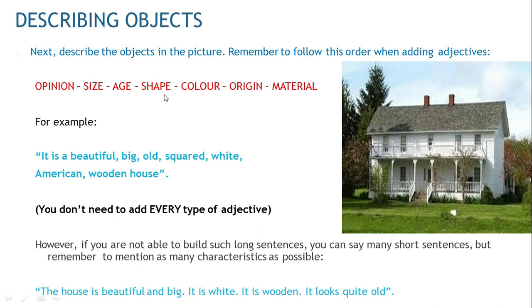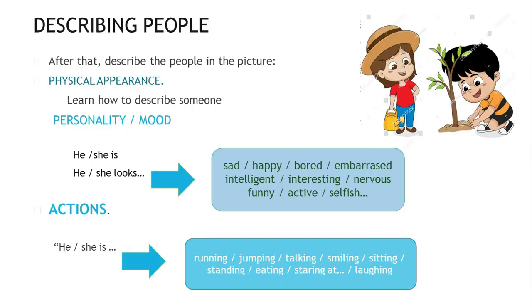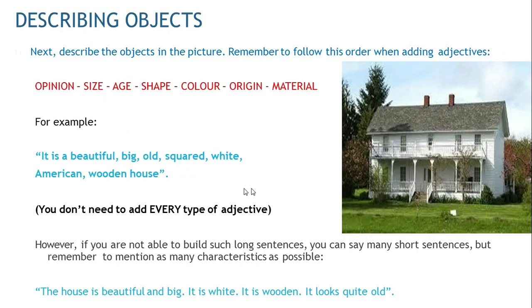So whenever you are describing an object with more than one describing word or adjective, you have to follow this order of adjectives. And you don't need to add every type of adjective. However, if you are not able to build such long sentences, you can say many short sentences, but remember to mention as many characteristics as possible. For example, the house is beautiful and big, it is white, it is wooden, it looks quite old. Now I just broke this sentence into smaller sentences, but it is giving you complete meaning. That's how you can also describe an object.